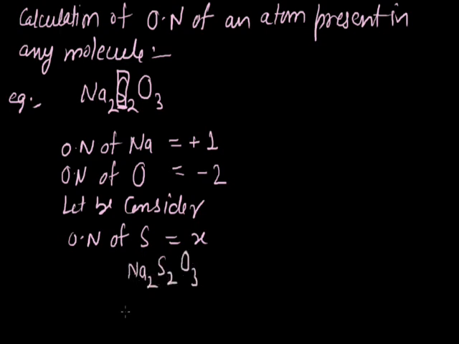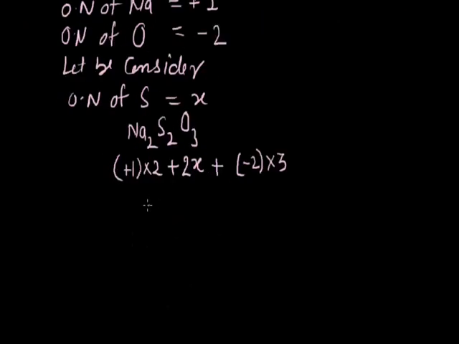Na2S2O3. The oxidation number of sodium is equal to +1, and here 2 atoms of sodium are present, so we multiply it by 2, plus the oxidation number of sulfur is equal to x, and we multiply it by 2 because 2 sulfur atoms are present in this molecule, plus the oxidation number of oxygen is equal to -2, and we multiply it by 3 because 3 atoms of oxygen are present in this molecule. Now we can calculate it. +1 into 2 is equal to +2, plus 2x, 3 into 2 is equal to -6.